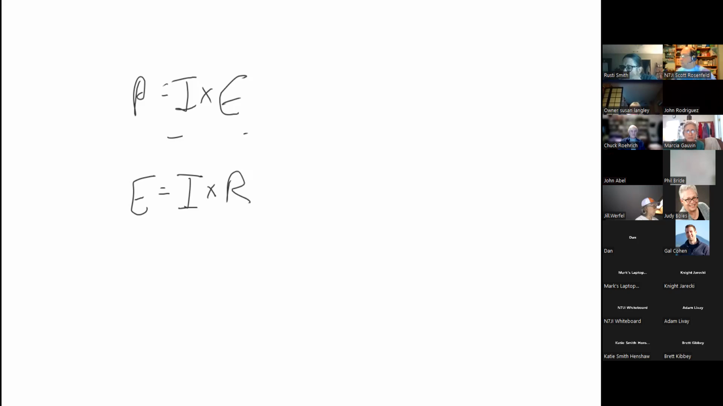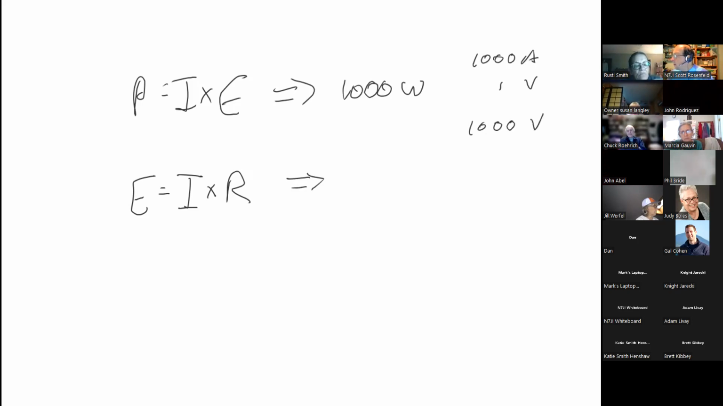All right, so now let us say that we want 1,000 watts. This is actually great that we're doing this. Let's say that we want 1,000 amps at 1 volt. Can we do that? Sure. The math says sure, why not? Or we could do 1,000 volts at 1 amp. Here we go. Does the resistor care?